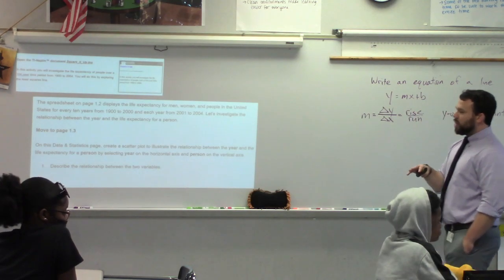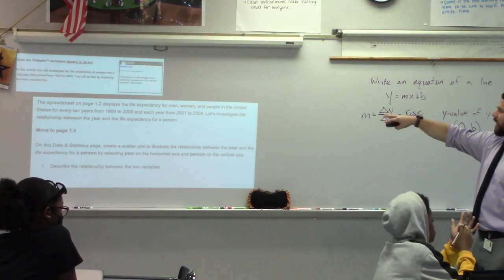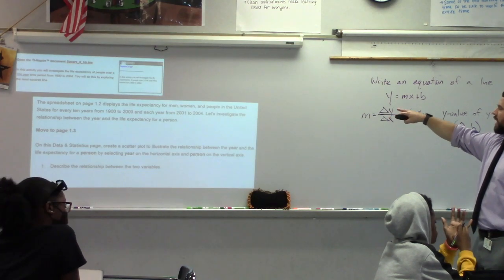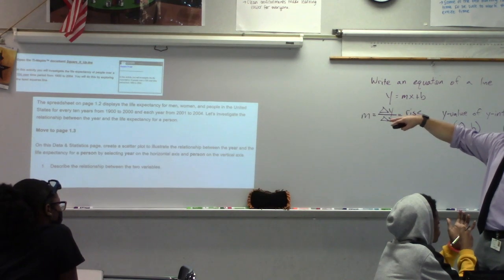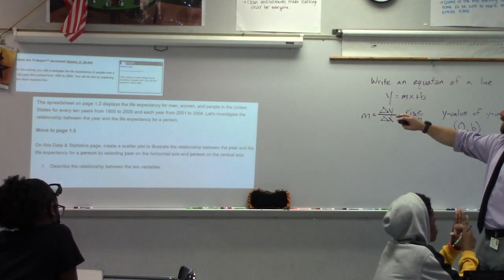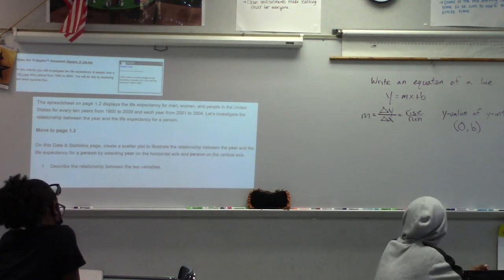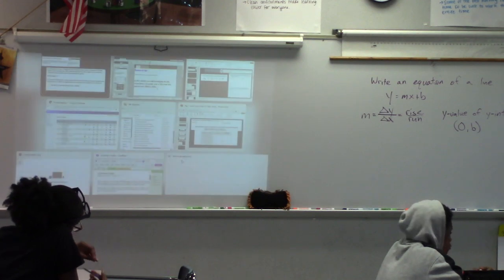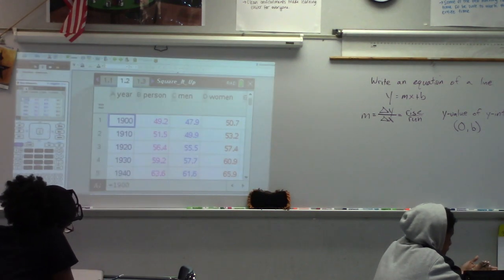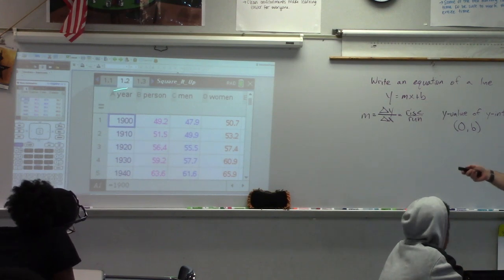So, the spreadsheet on page 1.2 displays the life expectancy for men, women, and people in the U.S. for every 10 years from 1900 to 2000, and each year from 2001 to 2004. And we're going to look at the relationship between the year and the life expectancy for a person. So what they're referring to is, if you go to 1.2 here, right, you should see, what's this kind of page called again?